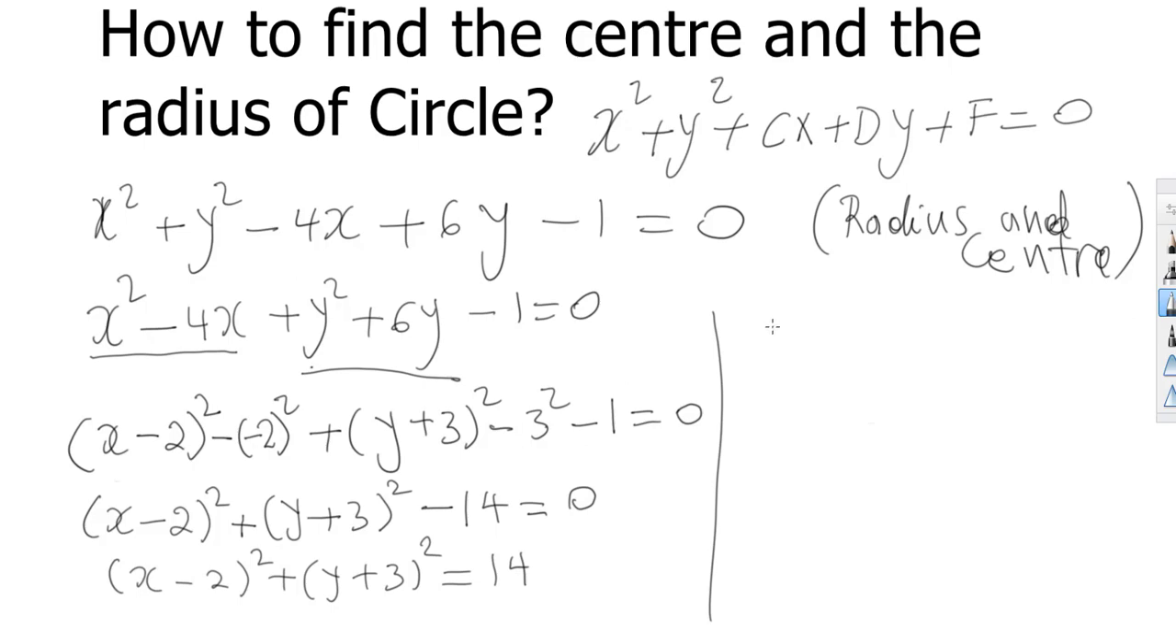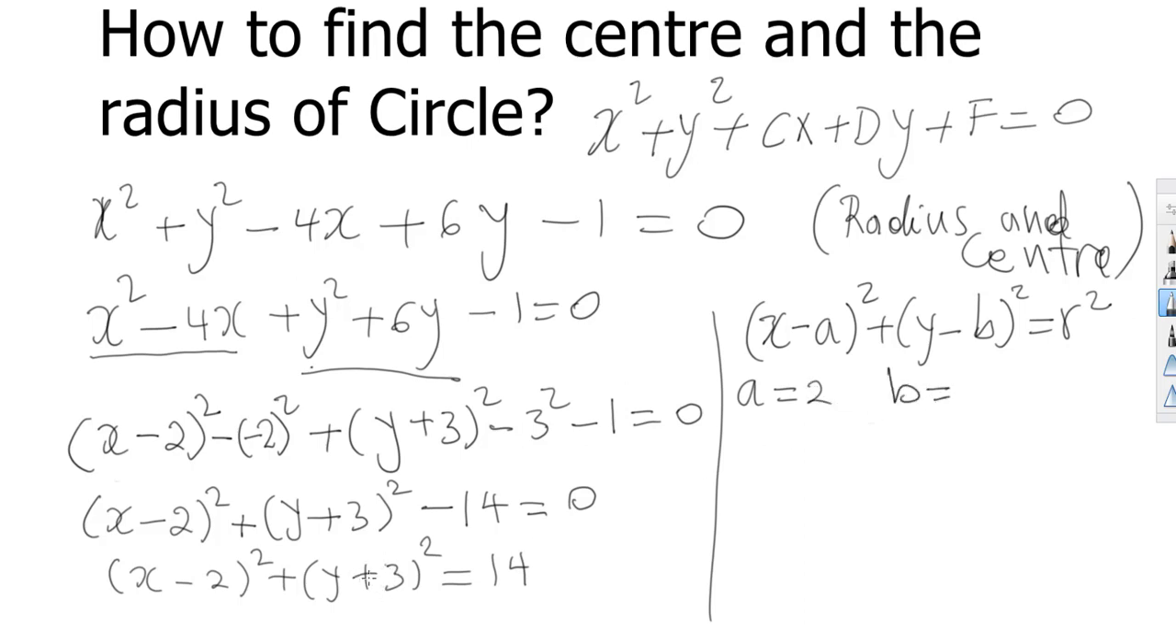Now the center will be, because here you arrange it in this form. Now we have this form, x minus a squared plus y minus b squared equal to r squared. So what is your a? It will be 2. What is your b? As we have a minus b and here plus, so 3 will be negative, b will be negative 3, and the r squared will be 14. So r will be square root of 14. Okay, you take the square root of both sides. So our center will be the coordinate 2 and minus 3, and that is the radius.